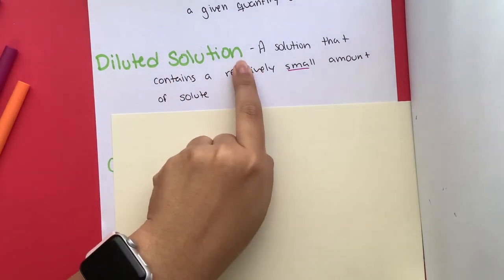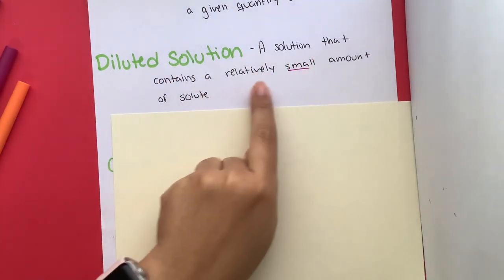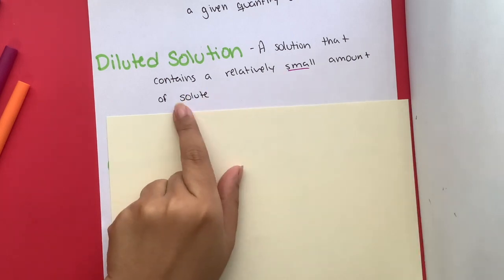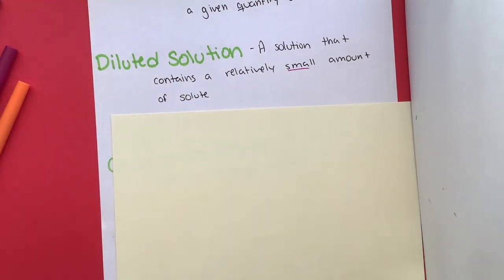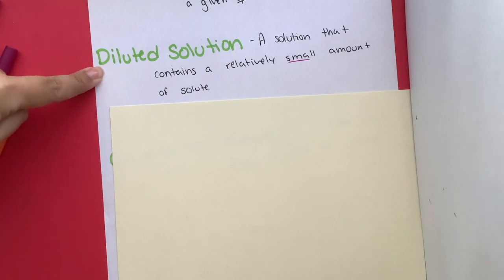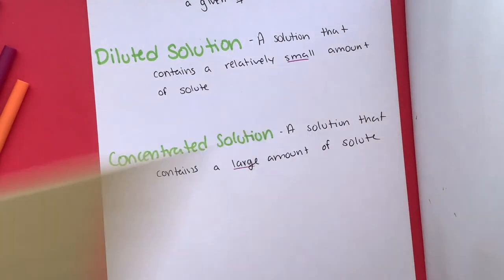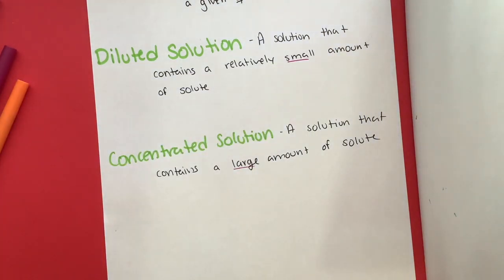A diluted solution is a solution that contains a relatively small amount of solute. So this would be like, if you're making Kool-Aid, a Kool-Aid that's kind of watered down. There's not that much Kool-Aid powder in the solution that you've mixed in the water. So you have diluted solution and you also have concentrated solution.